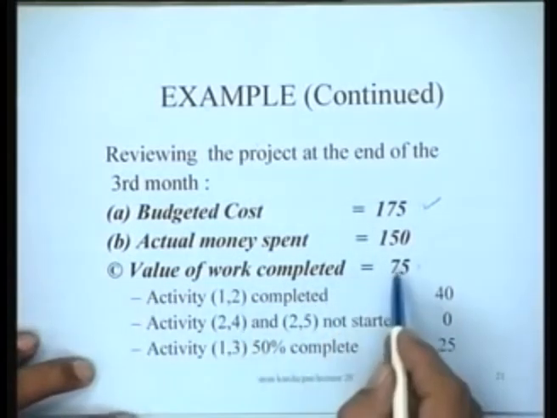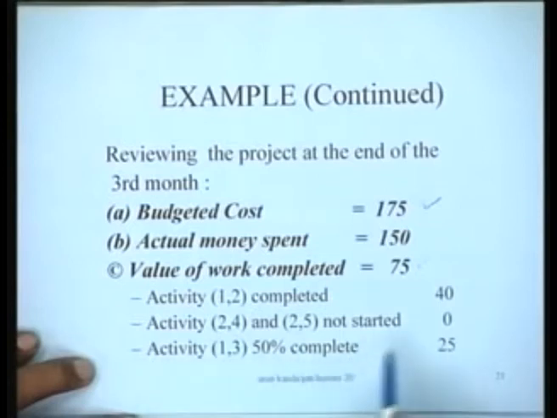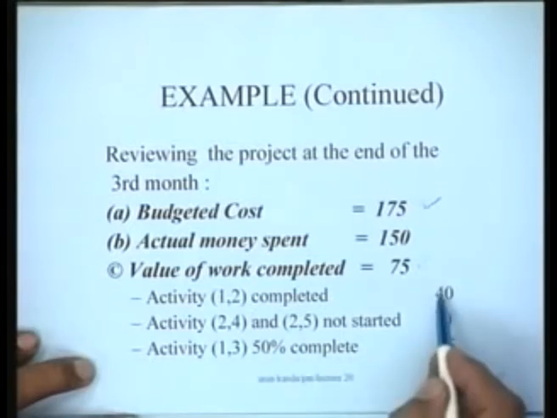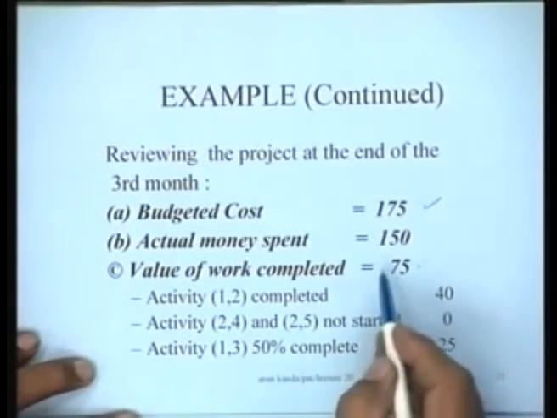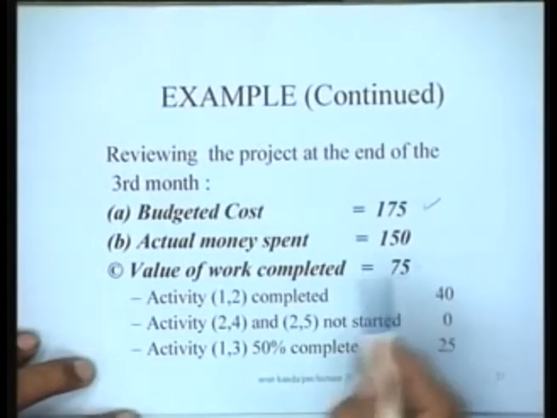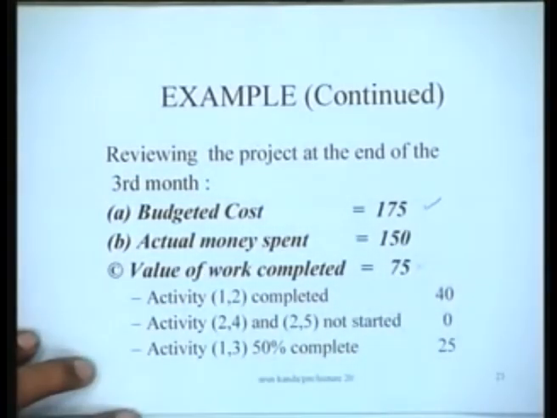So the way you compute the value of work is simply to look up the status of the individual activities, find out how much work has been done, sum it up and take the total. And so we say that this is the value of work completed. So we get the three estimates A, B and C which we are interested in. That is all. So you just have to compute A, B and C.